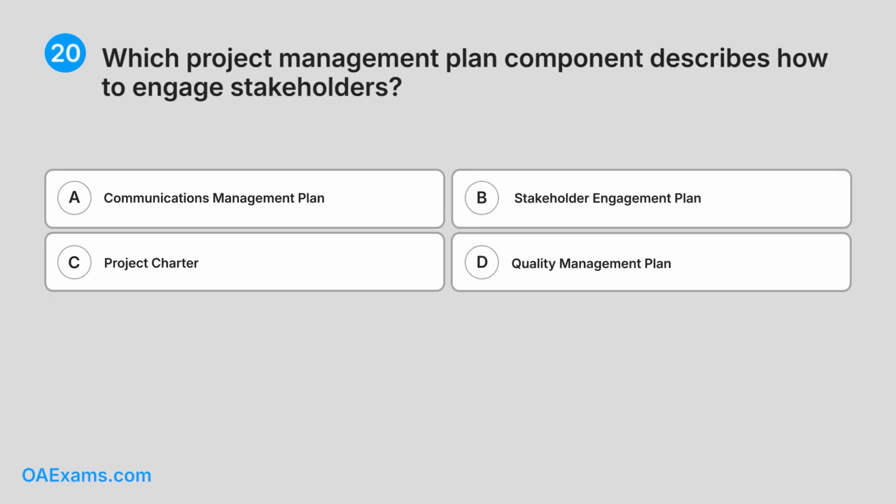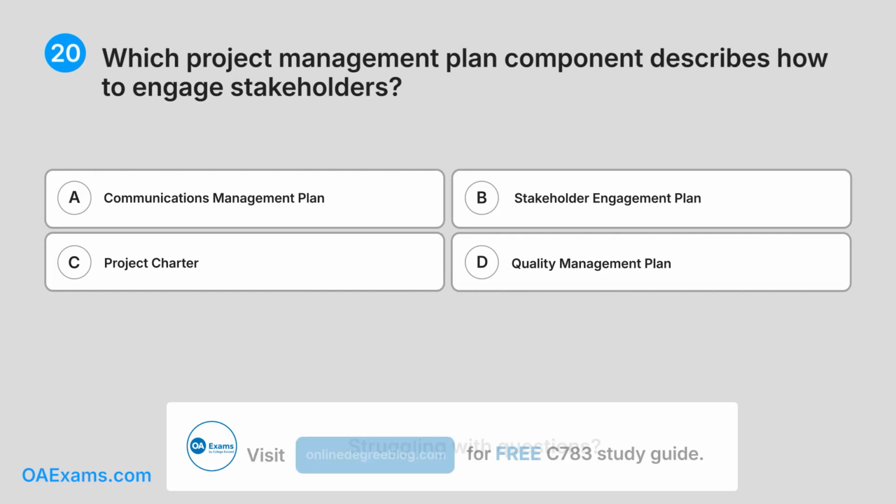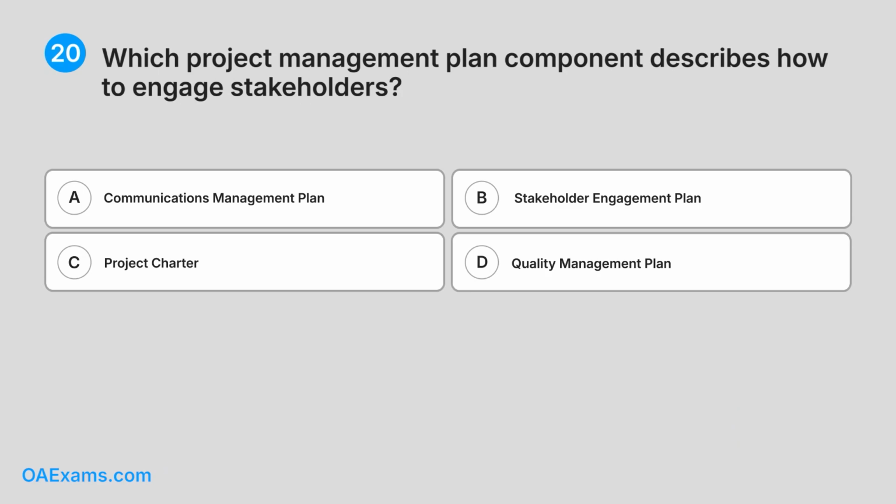20. Which project management plan component describes how to engage stakeholders? A. Communications management plan. B. Stakeholder engagement plan. C. Project charter. D. Quality management plan. What do you think is the answer?